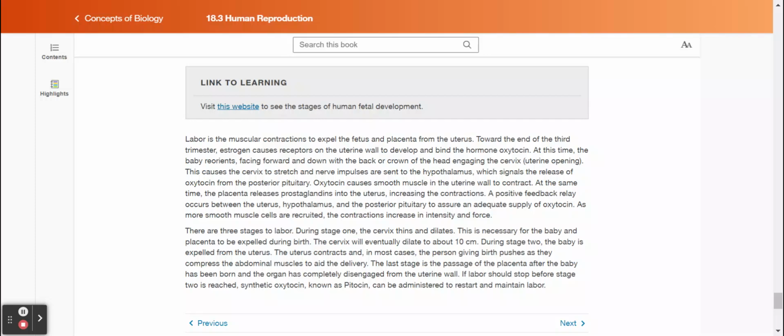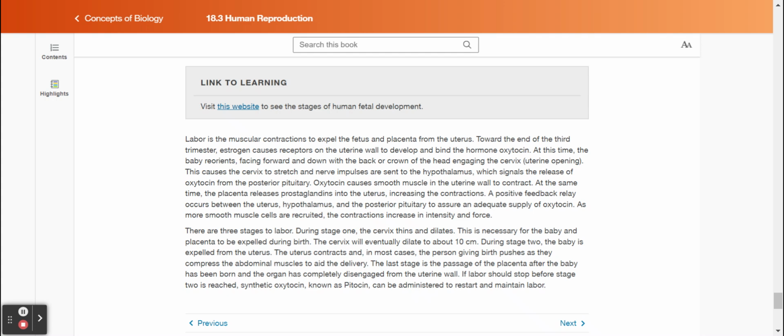Labor is the muscular contractions to expel the fetus and placenta from the uterus. Toward the end of the third trimester, estrogen causes receptors on the uterine wall to develop and bind the hormone oxytocin. At this time, the baby reorients, facing forward and down with the back or crown of the head engaging the cervix, the uterine opening. This causes the cervix to stretch, and nerve impulses are sent to the hypothalamus, which signals the release of oxytocin from the posterior pituitary. Oxytocin causes smooth muscle in the uterine wall to contract.